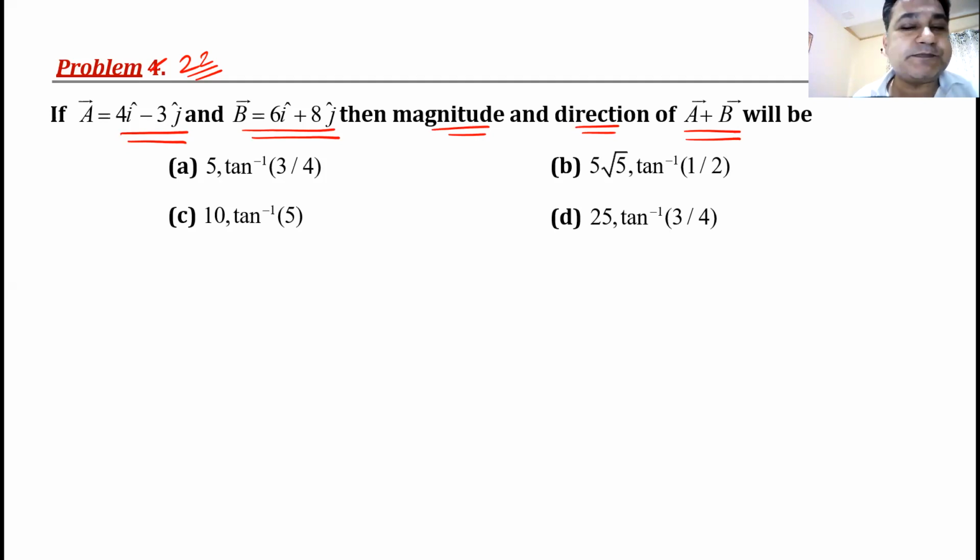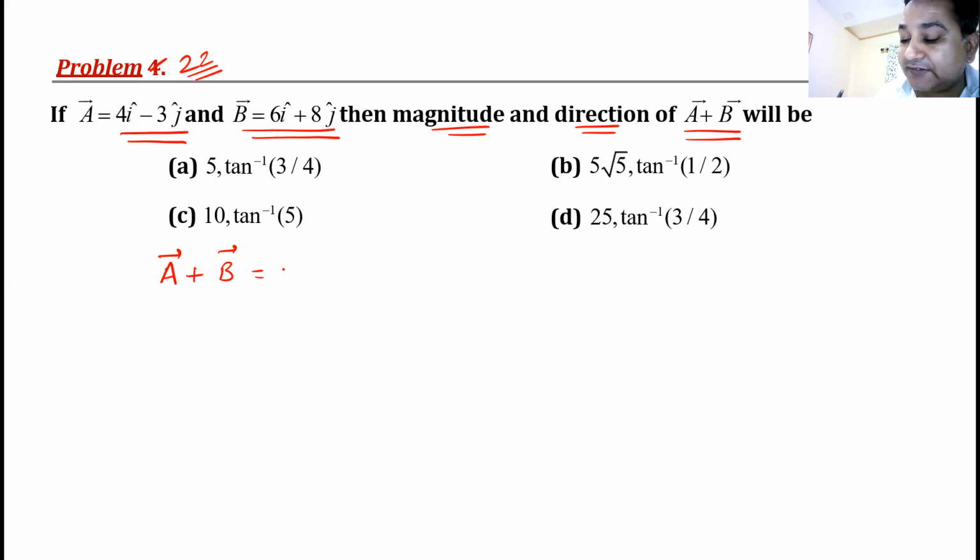Can you get me this answer? How will you get the magnitude and direction of A plus B? Someone is there with an answer? C. Someone gave me an answer C. Okay. B. Santosh says B. Great. I'm getting some answers. How are we going to add this? So just add A plus B. We have already done that. A plus B vectors. Simply add them.